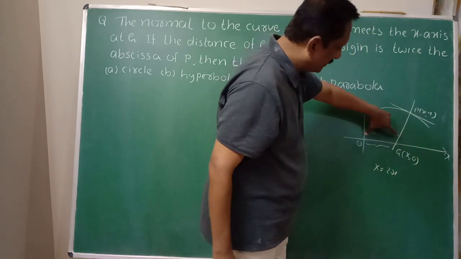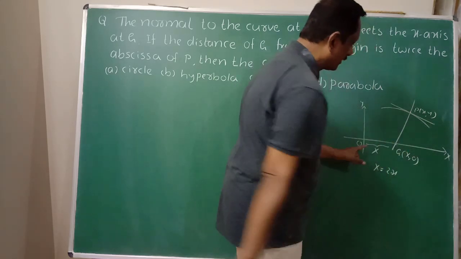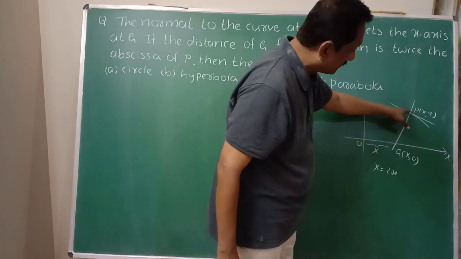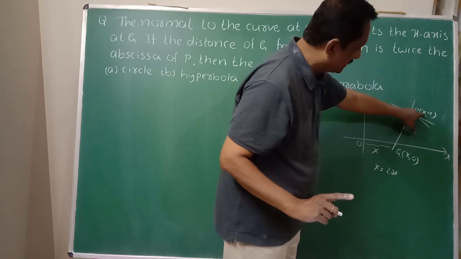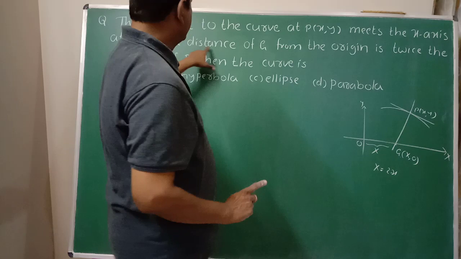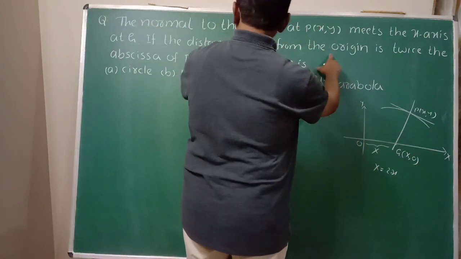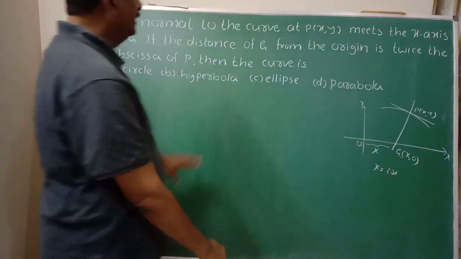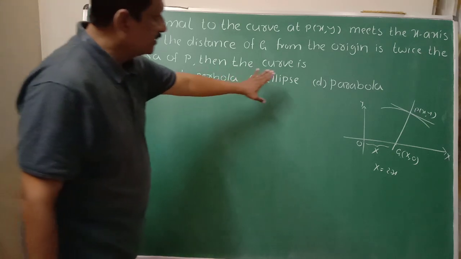The distance is measured along the x-axis, since the y coordinate of G is 0. The distance OG is equal to twice the abscissa of the point P, that means 2x. So which one is correct: circle, hyperbola, ellipse or parabola?